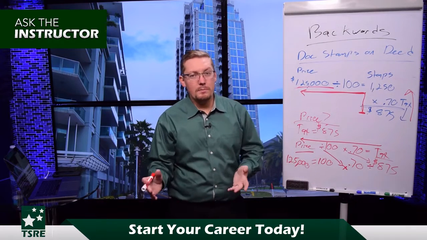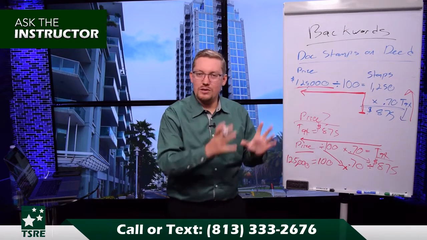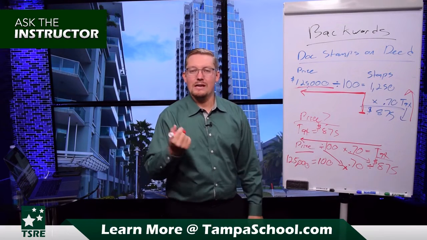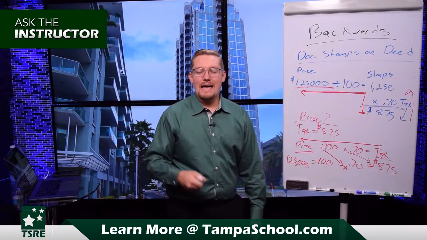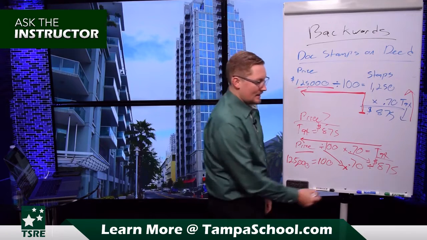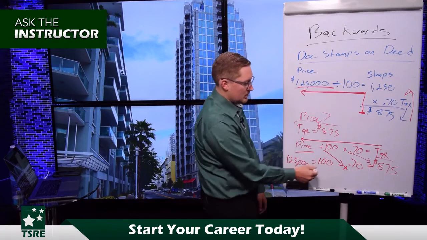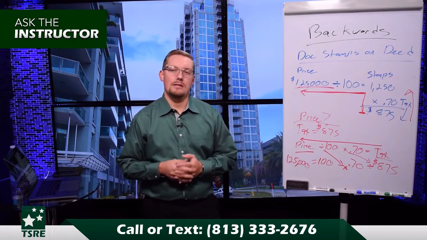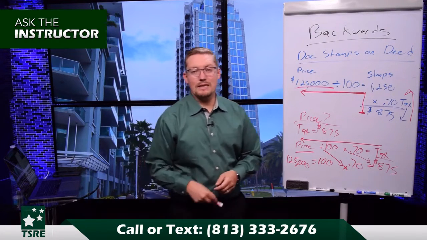So that's one way to go about it, but once you understand what you're doing going forward, you absolutely can work this backwards, because you're just going to go in reverse order, and instead of multiply, you're going to divide, and vice versa. So again, that $875, we divide it by 70 cents, we multiply it by 100, and that gives us our purchase price of $125,000. So that's how to work doc stamps on the deed backwards.